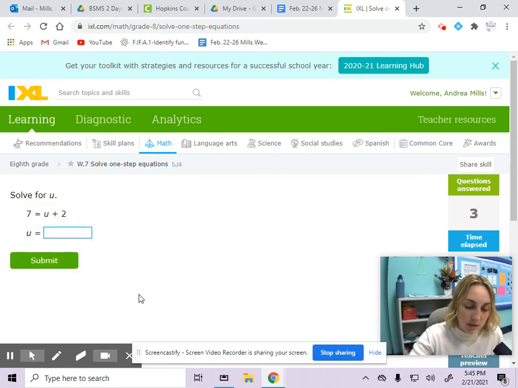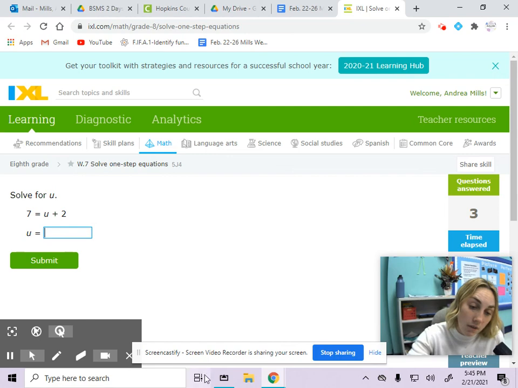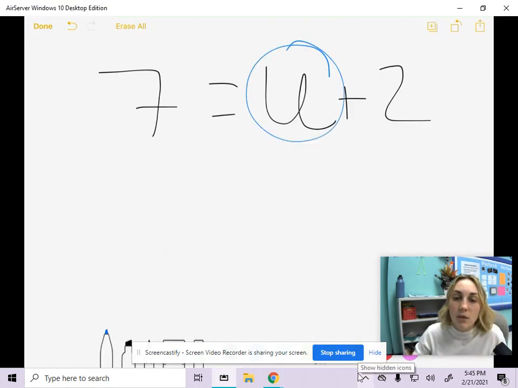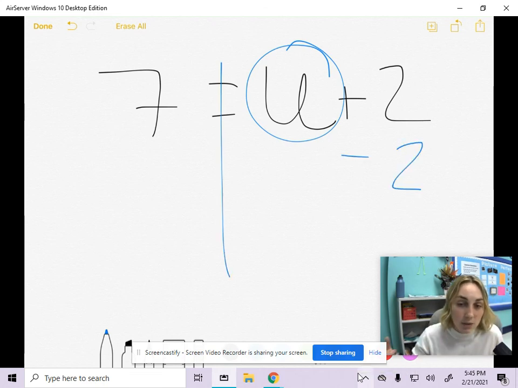All right, this was similar to one we did a while ago. We have 7 equals u plus 2, and we want to solve for the u. Well, again, I want to get that u by itself. That's what we're solving for. So that means I need to get rid of that plus 2. So to get rid of that plus 2, I'm going to use its opposite. I'm going to subtract it by 2 to make it equal to 0.